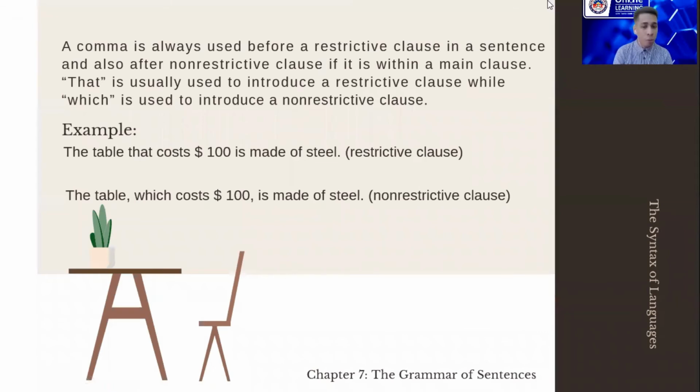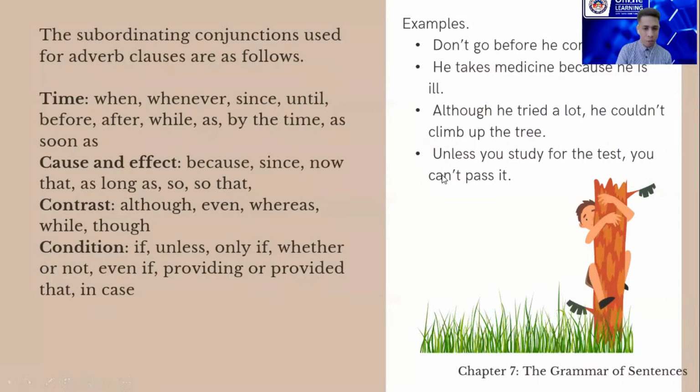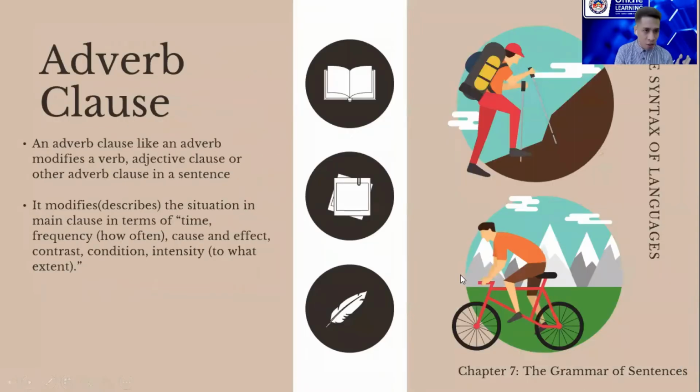A comma is always used before that. To adverb clause. So an adverb clause, like an adverb, modifies a verb, adjective clause, or other adverb clause in a sentence. As we all know, in syntax, when we use an adverb, it could be in a manner of time, frequency, length, and the like. So it describes the situation in the main clause in terms of time, frequency, cause and effect, contrast, condition, intensity, and to what extent. So let's take a look at the formula to be used in an adverb clause.